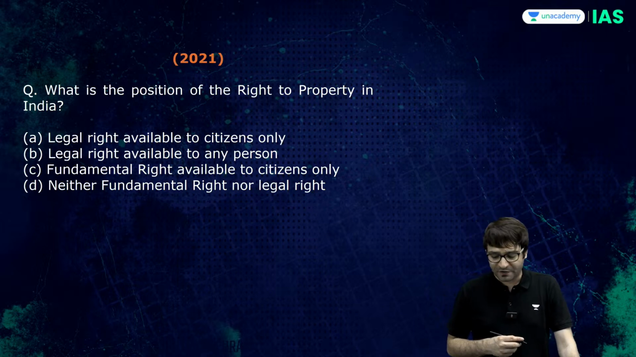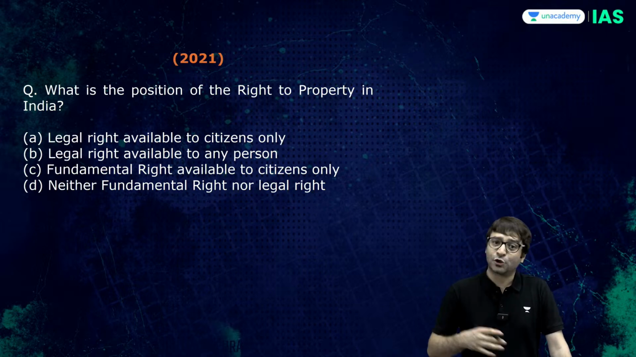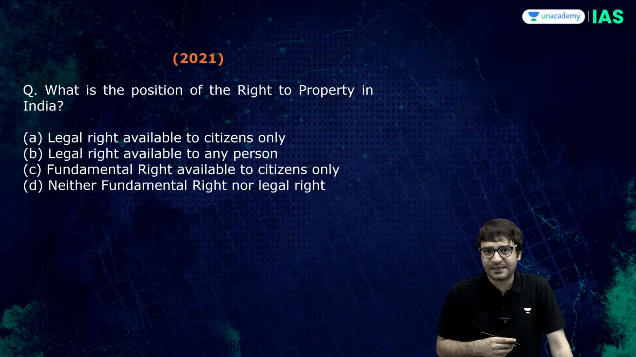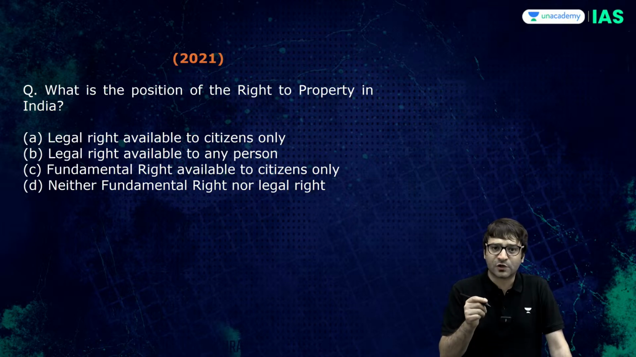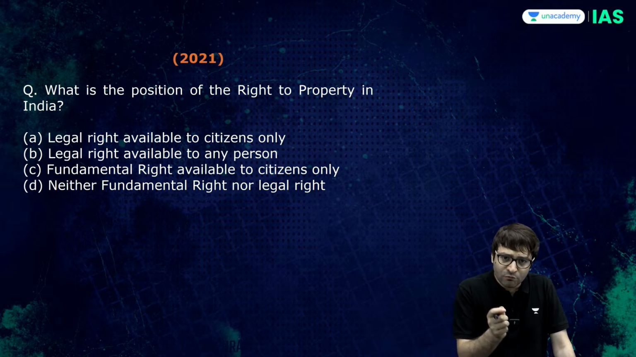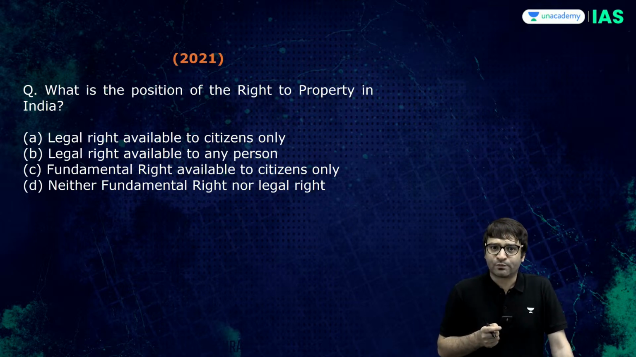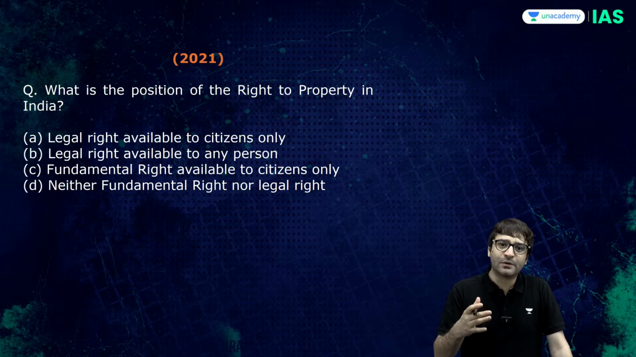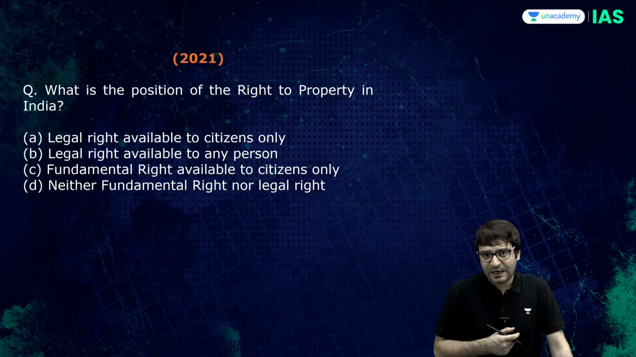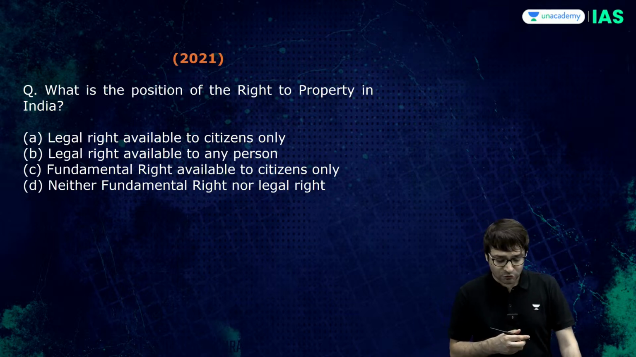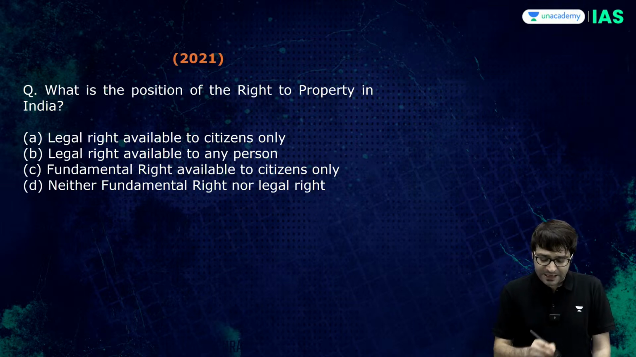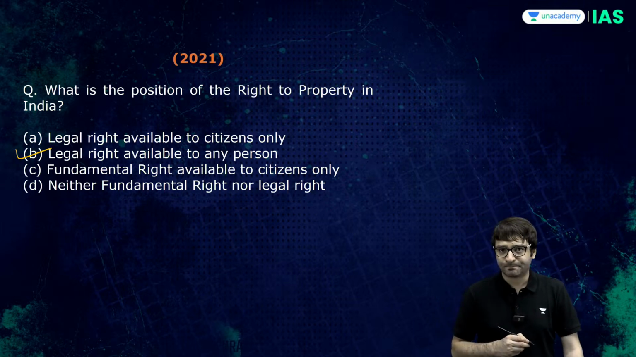What is the position of right to property in India? It used to be a fundamental right till 1978, but it was the 44th Constitutional Amendment Act 1978 which removed right to property as a fundamental right, and now it is a constitutional right under Article 300A. So it is a legal right available to any person.